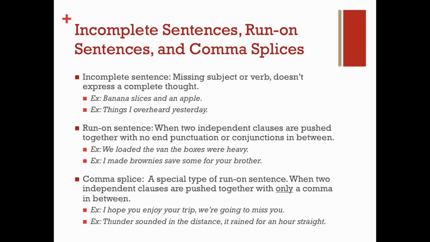Same with the second example. Thunder sounded in the distance, period. It rained for an hour straight, period. That's perfect. Or thunder sounded in the distance, comma, and it rained for an hour straight, so we can use a conjunction there. A semicolon is also appropriate here too, since we've got two independent clauses.